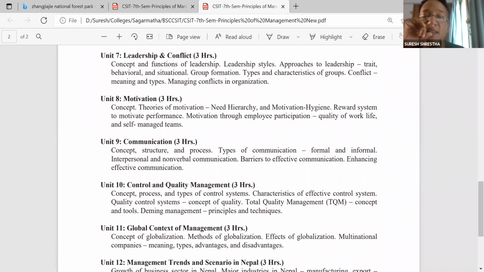Now, the seventh unit will cover leadership. Leadership means leading. It's about inspiring or motivating people, how you make them work in the certain context that you have. And it also covers one of the very important aspects in management, that is the conflict.